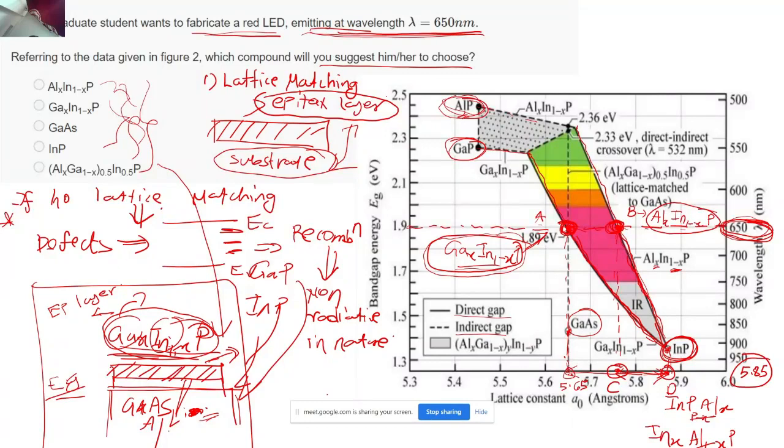So that's the first point. Coming to the second point, it is giving me 650 nanometer wavelength light. That is the second condition. So point number A is satisfying our answer. That means we are going to use gallium arsenide as our substrate, and on top of that we are going to grow an epitaxial layer of gallium indium phosphide. So answer number B is the correct answer, because they are asking which compound you will suggest. The compound means they are asking about the epitaxial layer, not the substrate, right?